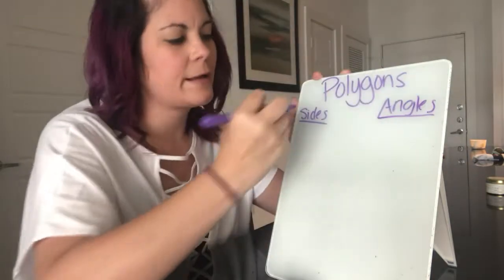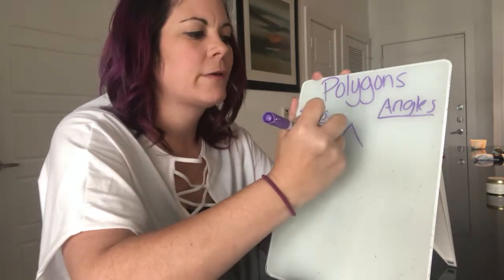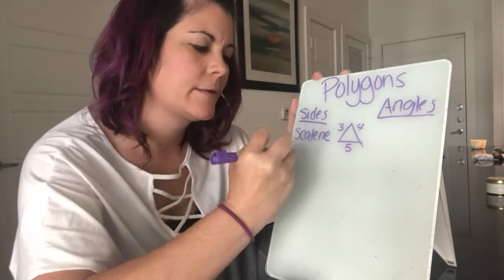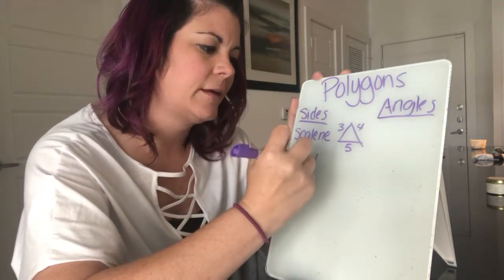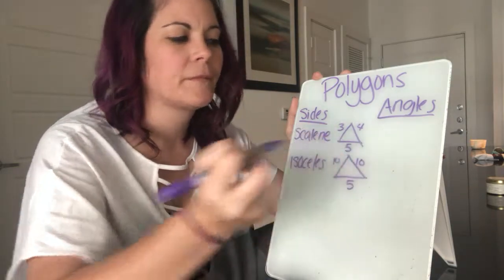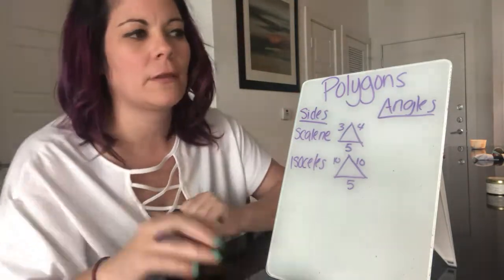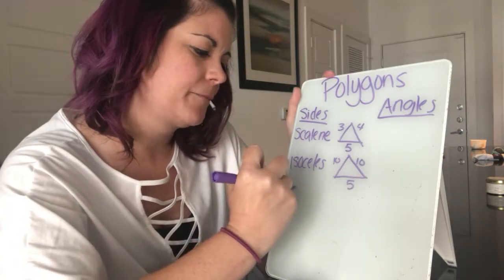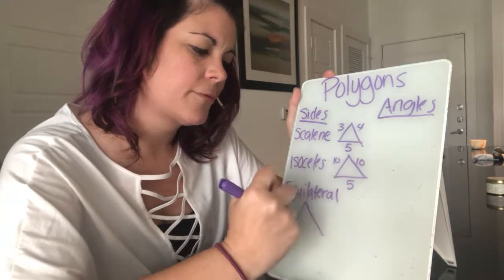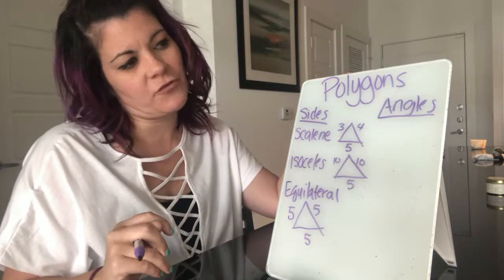If it's classified by its sides, we have what we call scalene, which means that all three sides are different measurements. We have isosceles, which means that at least two of the sides are the same measurement, and the words "at least" are very important. And then we have equilateral, which means that all three sides are the same measurement.